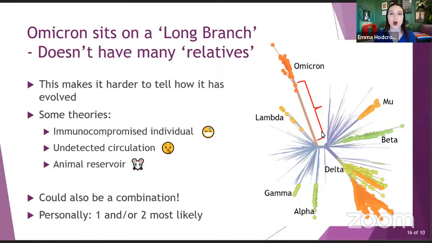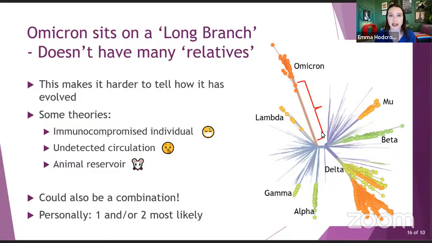Another idea is that Omicron may have been circulating undetected. I talked about this a little before. This means it may have been around for a while, somewhere where they have much less surveillance, which means we wouldn't have seen these ancestors, these close relatives as they popped up.